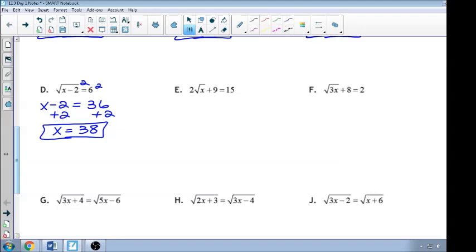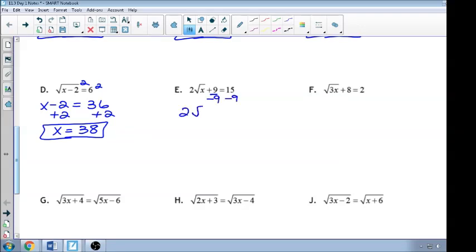Now E, I have a couple things I need to do to isolate the square root. I want to get that square root of x by itself first. So I'm just looking at the left side of the equation. What is furthest away from the square root of x? Well, it's going to be this positive 9. So what I want to do is move the positive 9 first. I'll subtract 9 from both sides.